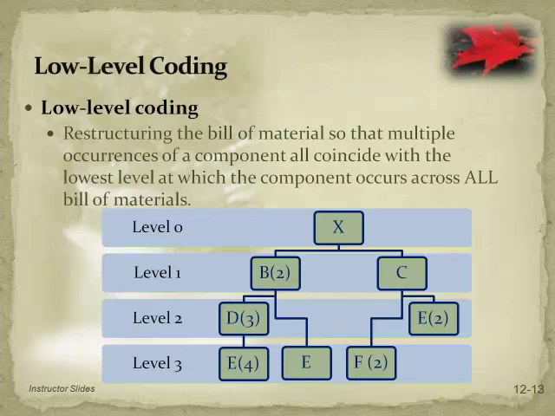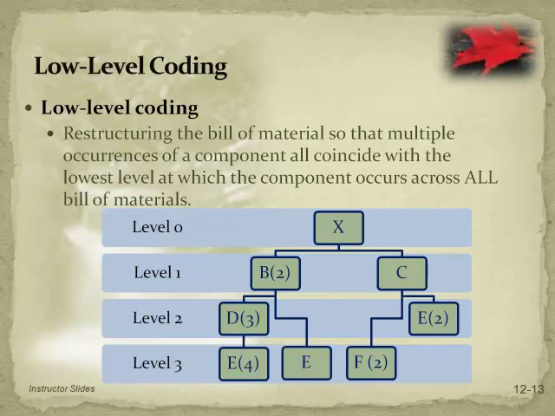Bill of materials have what is referred to as a low-level code. Now, I've always thought that whoever came up with this term low-level code really was not using correct English grammar. I think from a correct English grammar point of view, what they should have called it is lowest level coding. Lowest level coding as opposed to low level coding.